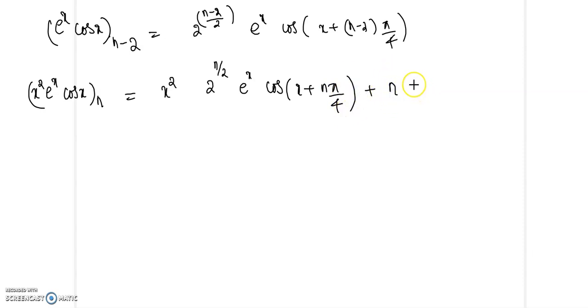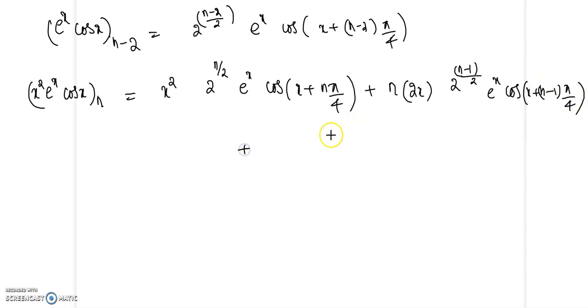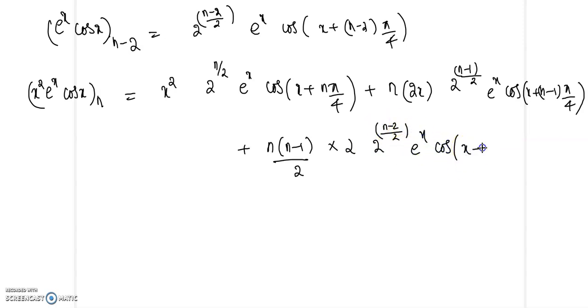nC1, which is n, into 2x, then 2 raised to n minus 1 by 2 e raised to x cos x plus n minus 1 pi by 4, plus nC2, which is n into n minus 1 by 2, into 2, 2 raised to n minus 2 by 2 e raised to x cos x plus n minus 2 pi by 4.